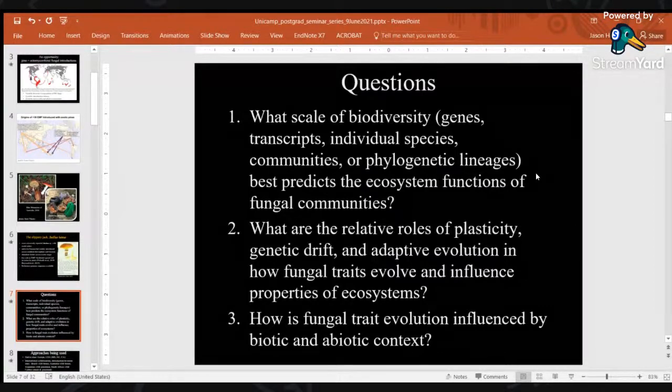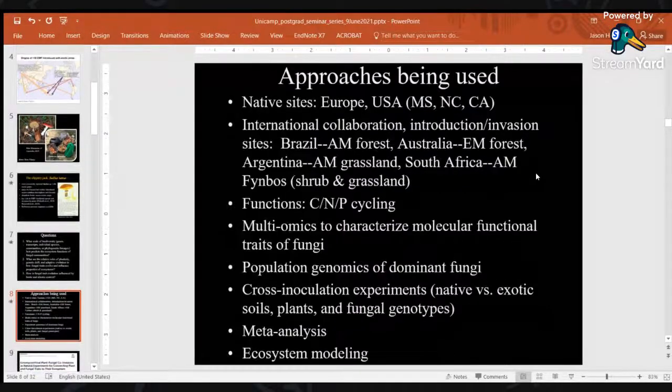So I'm just one member of a really broad group of collaborators and researchers working on these and related questions in this system. Some of the approaches being used among our collaborators include studies at native sites in Europe and in the US, including Mississippi, North Carolina, and California. International collaborations include a variety of different habitats: Brazil in an arbuscular mycorrhizal dominated forest, Australia in ectomycorrhizal eucalyptus forest, Argentina where the systems are mountainous arbuscular grasslands, and South Africa in the fynbos shrub and grassland there.